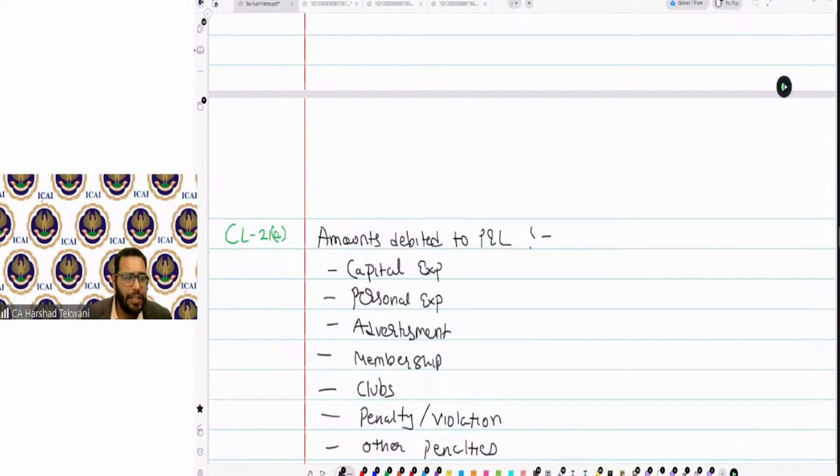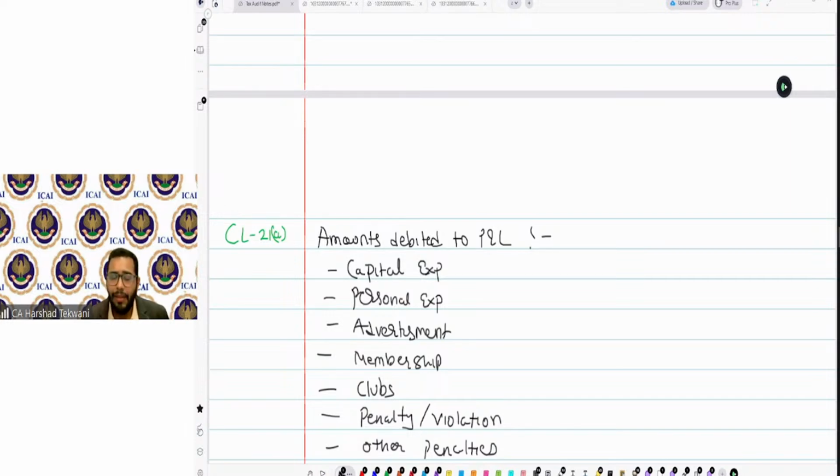Now, capital expenditure is generally not allowable while computing the business income unless specific sections are there. So the details of any capital expenditure, if debited to profit and loss account, should be specified separately. That is pretty simple. Personal expenditure, again, is not allowed as a deduction. So if they are debited to profit and loss account, then you need to report the same, and they are not allowable under section 37.